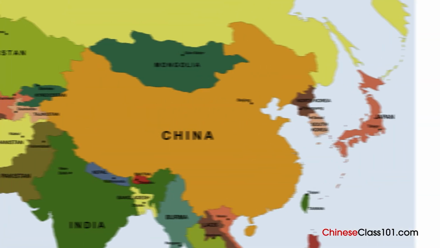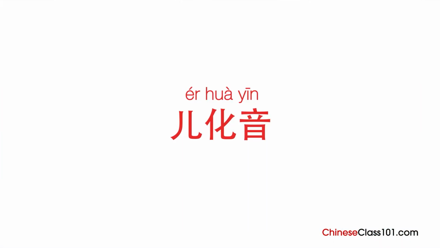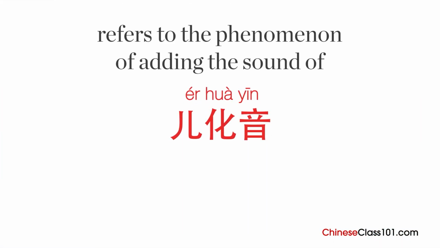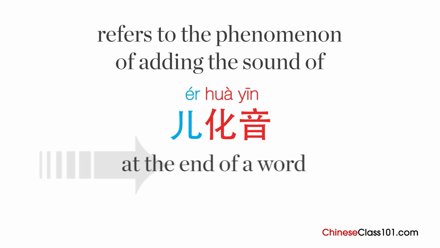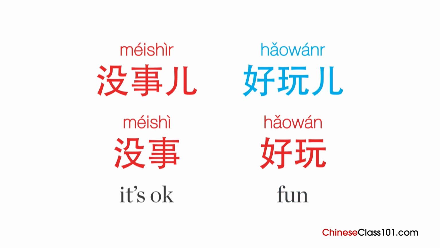Just a side note, people in North China like to use 儿化音 in their speech. 儿化音 refers to the phenomenon of adding the sound of 儿 at the end of a word. For example, people in the South say 没事, it's okay. People from the North would say 没事儿. People in the South say 好玩, fun, while people in North China like to say 好玩儿.